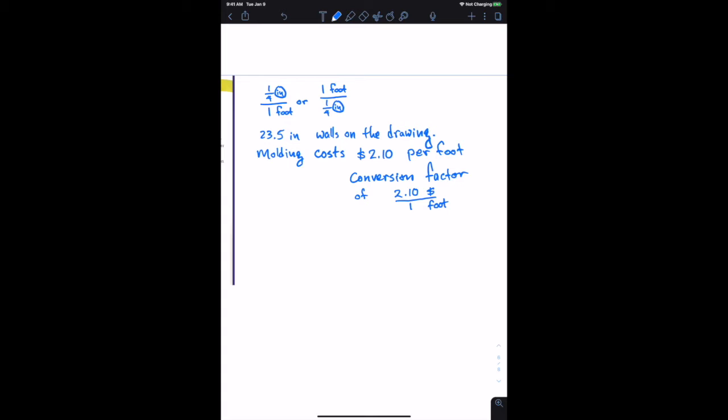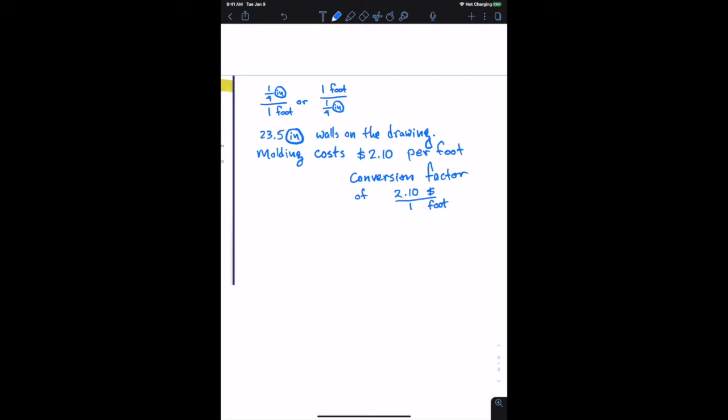Now it says that he looked on the floor plan and used a ruler to measure out that 23.5 inches on the plan, and I'll go ahead and circle that inch right there to show that we're talking about on the drawing. It's walls on the drawing. And the molding that he's going to buy costs $2.10 per foot. Now that's talking about real feet.